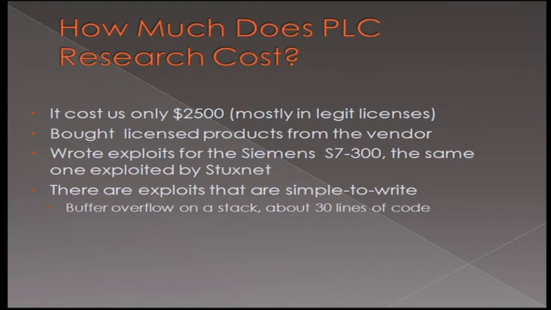All right, here's the part that I know a lot of you are waiting to hear. How much did this cost us to do, and how long did it take? $2,500, mostly in legit licenses, which was for the software. We actually went and bought the Somatic software, but it was also available on Pirate Bay. But we just didn't go that route, because I'm also an intellectual property attorney, and we wanted to just purchase the software so I could do this presentation.